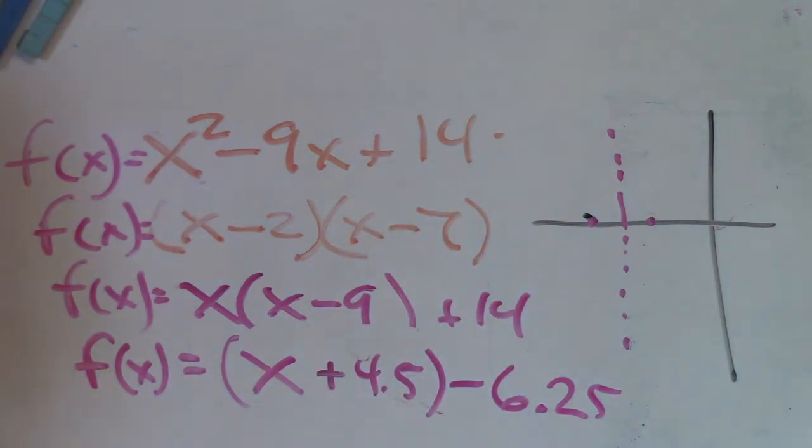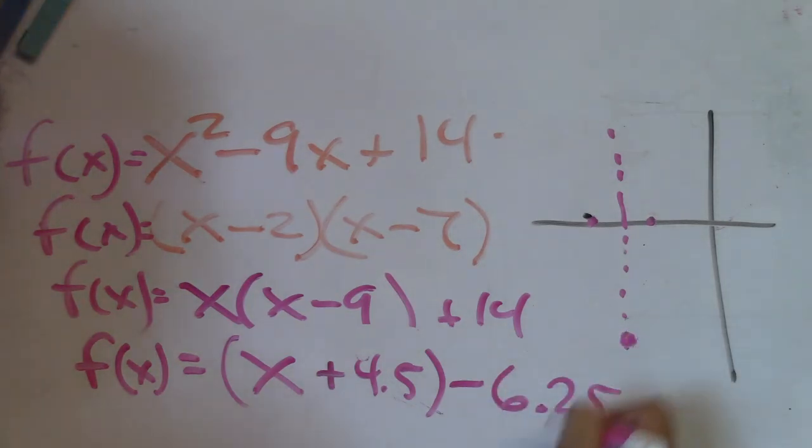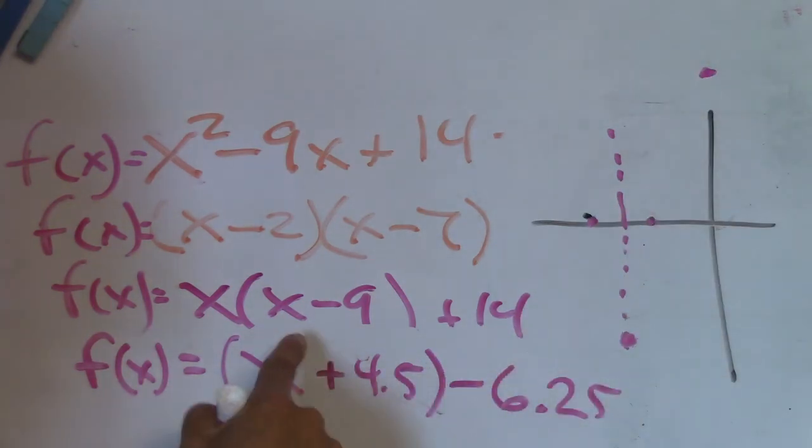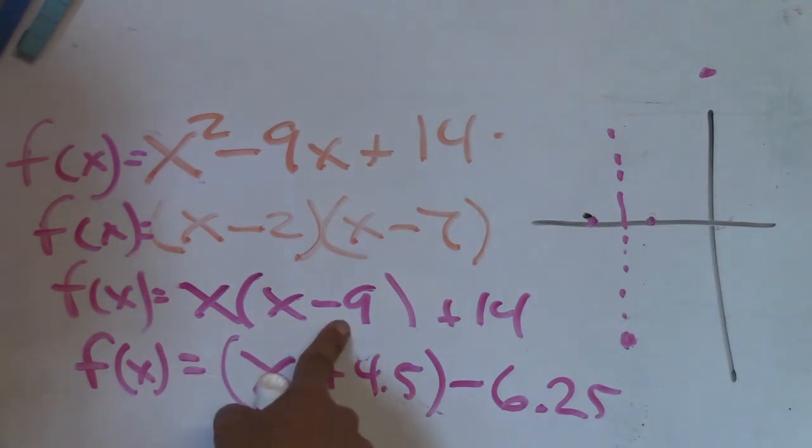And does that give me a vertex of negative 4.5 and negative 6.25? Which would be that point right here. Mm-hmm. All right, so we got everything. We've got 5 points. We have when x is 0, y is 14, way up here. When x is 9, it's also 0.